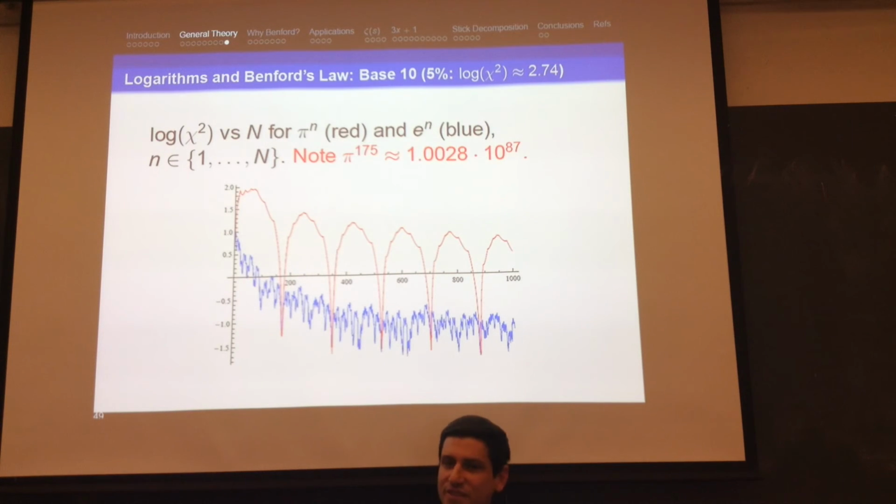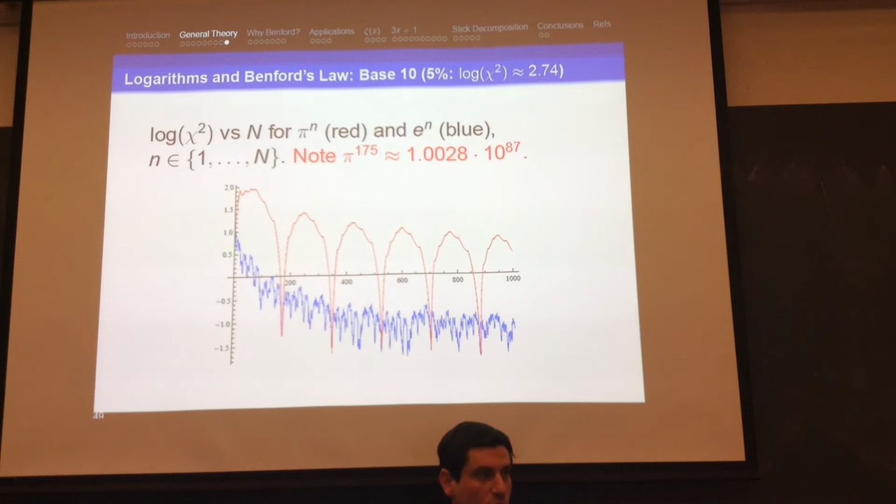Pi to the 175 is 1.0028 times 10 to the 87. Every time you go through 175 steps, you almost pad by 87 zeros. Much less than 2. In 2, every time we did 10 steps, we were off by 2.4%. Here we're off now by 0.28%.